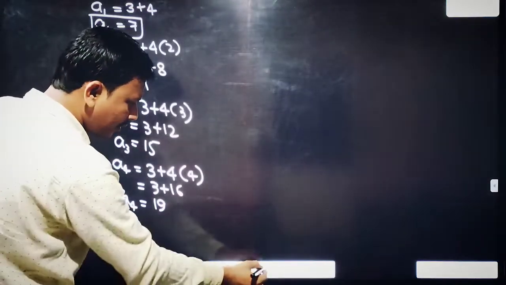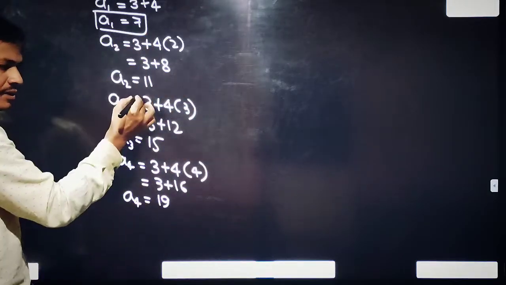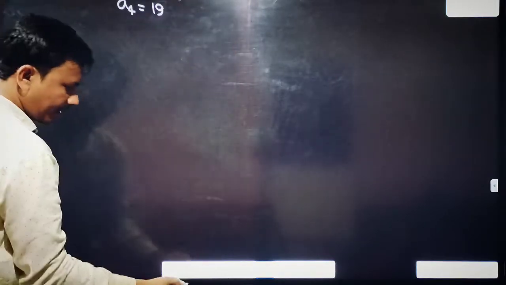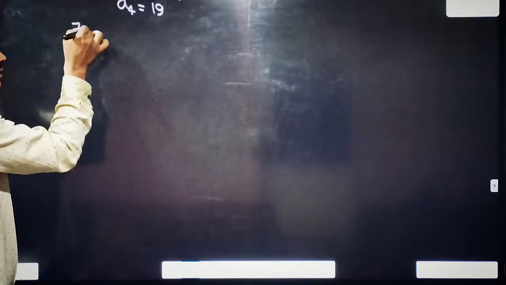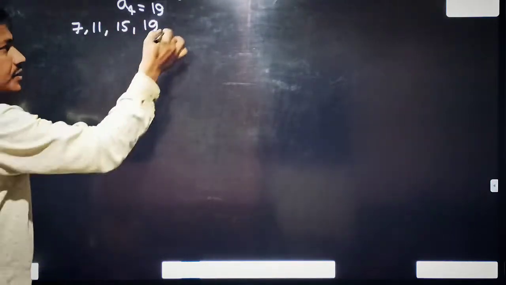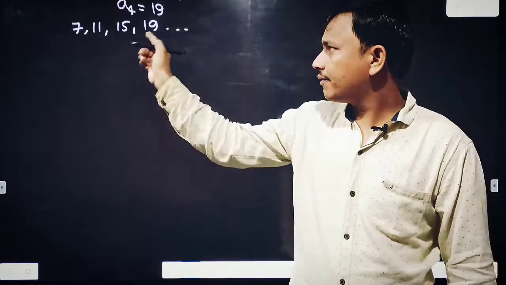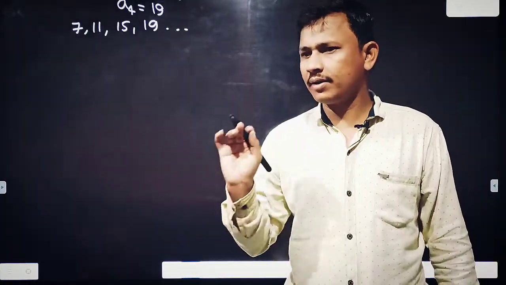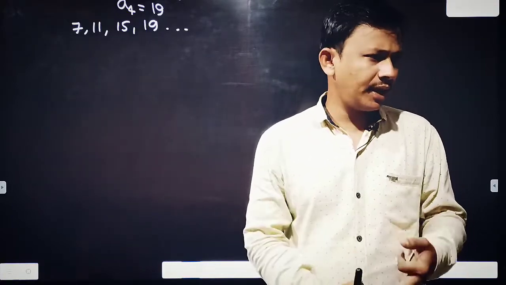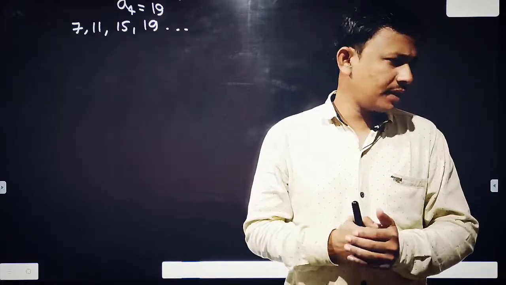Next, what we need to do? We need to check whether this is in AP or not. What are the values here? 7, 11, 15, 19 and so on. To check whether it is in AP or not, we need to find out D1, D2, D3. If D1, D2, D3 are equal, then it is in AP.